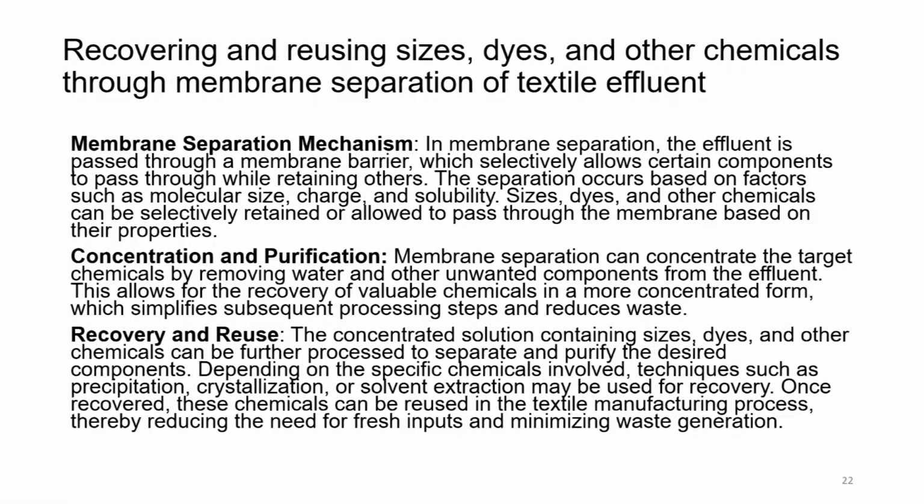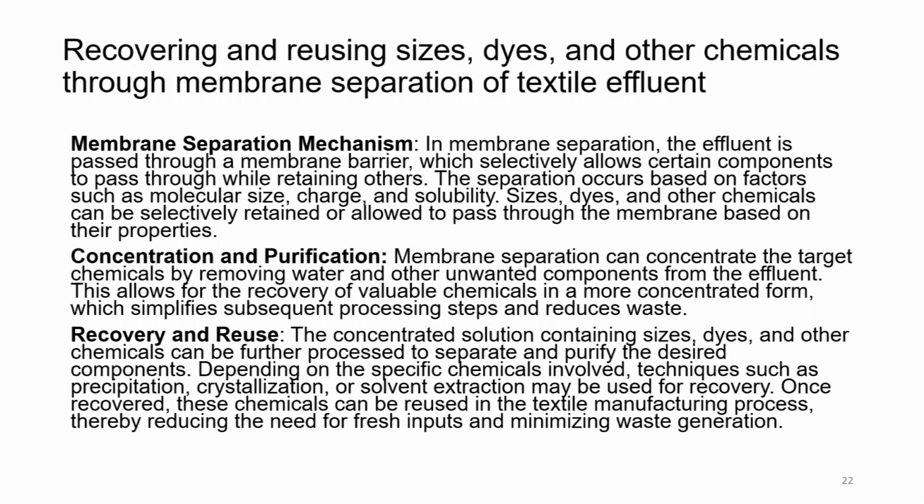Membrane separation mechanism. In membrane separation, the effluent is passed through a membrane barrier which selectively allows certain components to pass through while retaining others. The separation occurs based on factors such as molecular size, charge and solubility. Sizes, dyes and other chemicals can be selectively retained or allowed to pass through the membrane based on their molecular size and properties.